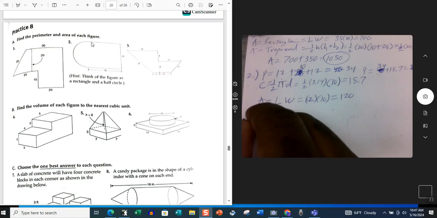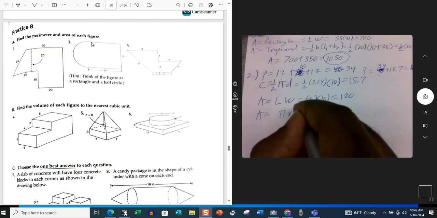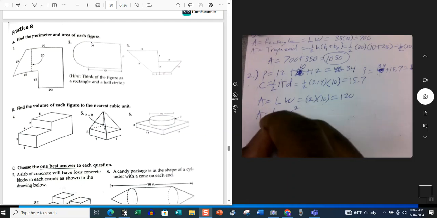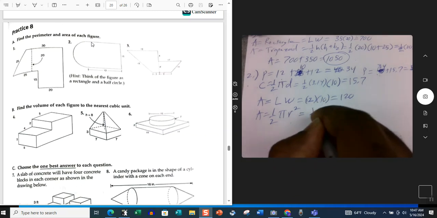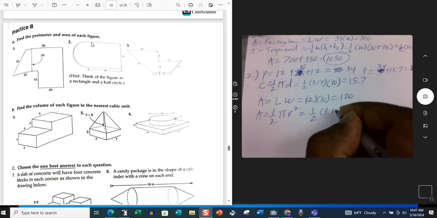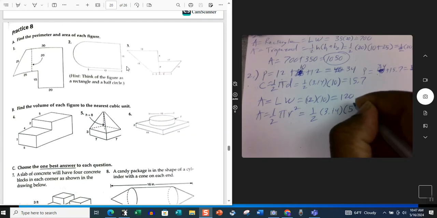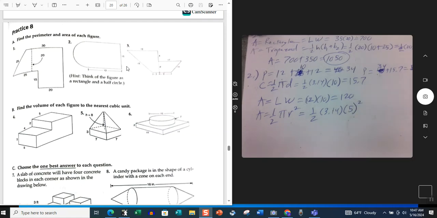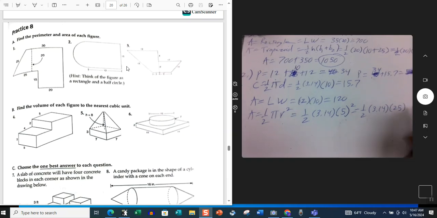Now we're going to do the area of half of a circle. Now we know the area is pi radius squared. But remember, this is half a circle, so we'll do half of pi radius squared. So this would be 1/2, pi will be 3.14, and then the radius. Now remember, the radius is half the diameter. The diameter is 10, so half of that would be 5, and that's squared. So now we have 1/2 times 3.14 times 25.